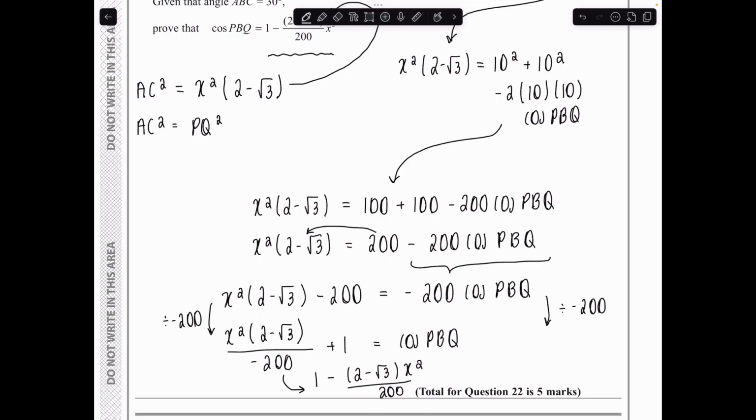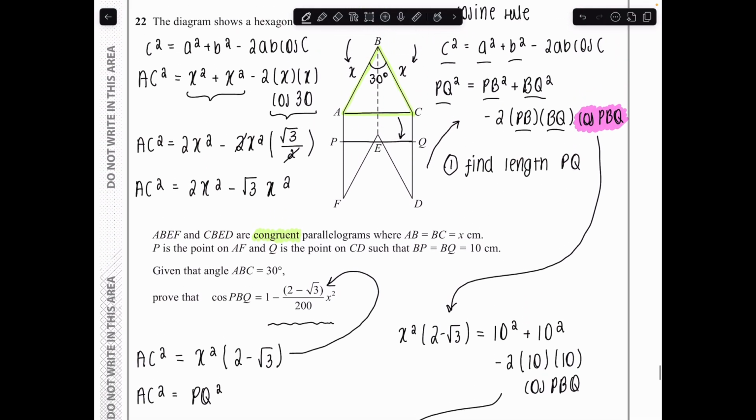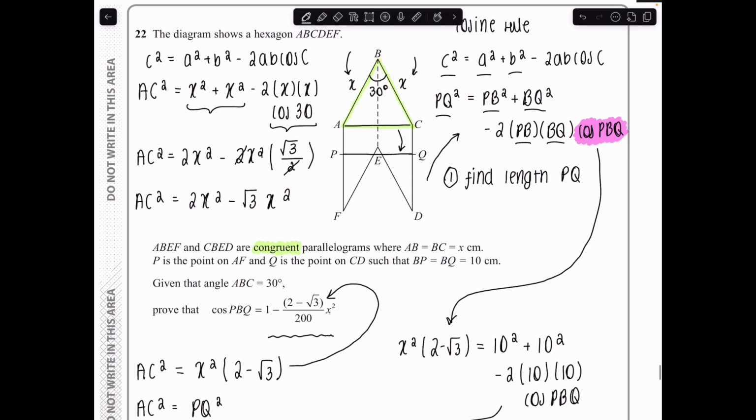The best advice I can give when it comes to questions such as this is to look at the information given and try and figure out a method to getting to the answer. Here the trick was to use 2 different triangles to get all the information we need. And the only way you could realize that is by figuring out AC is the same as PQ. So hopefully that answers some questions you guys had.